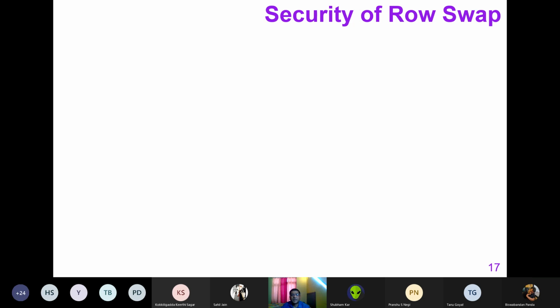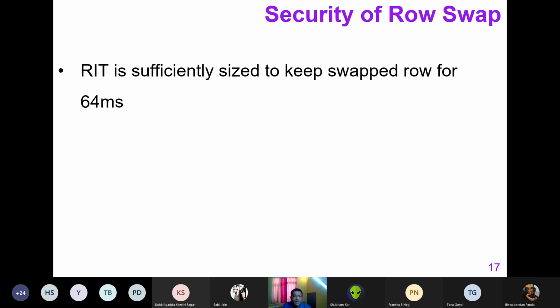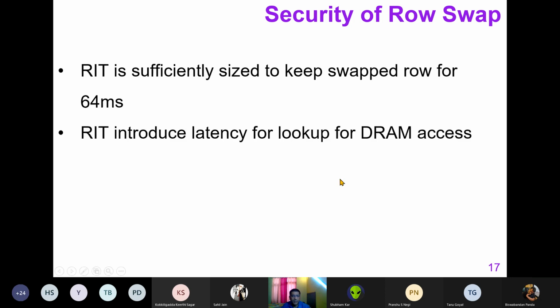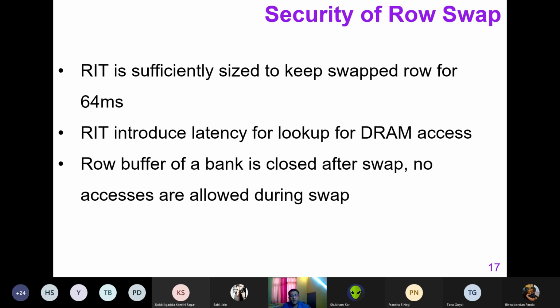Now let's try to understand: the RIT is sufficiently sized to keep swapped rows for 64 milliseconds. And RIT introduces latency for DRAM accesses, because for every access you have to do a lookup, so that may add some latency to the direct access path. And a row buffer of a bank is closed after swap, and no accesses are allowed during the swap.